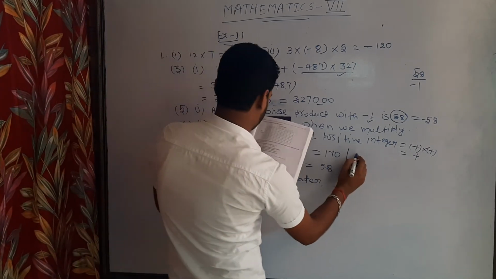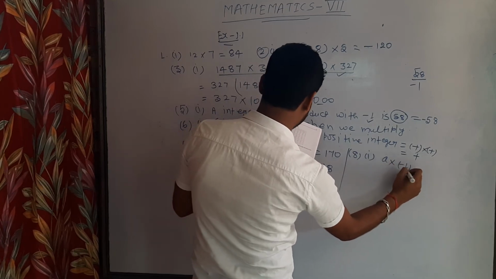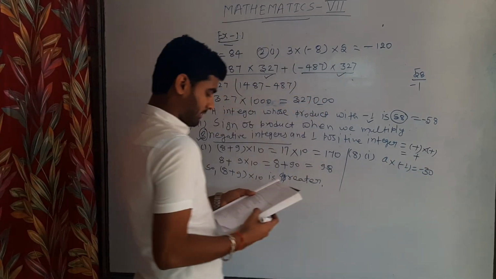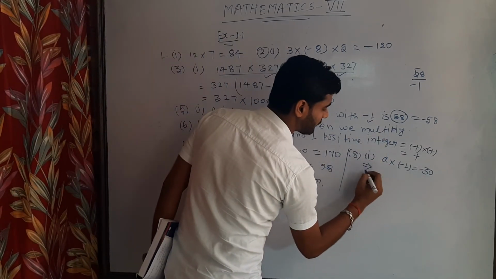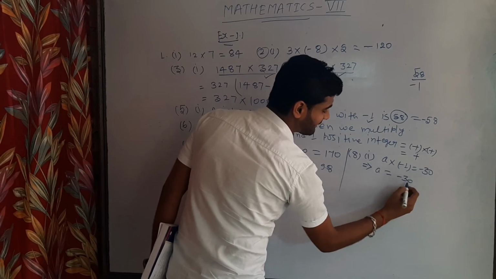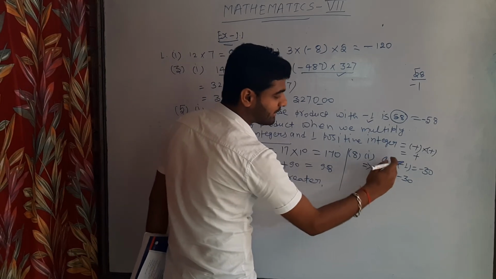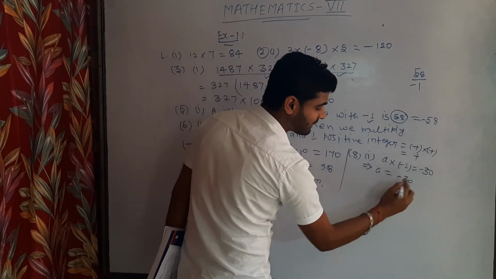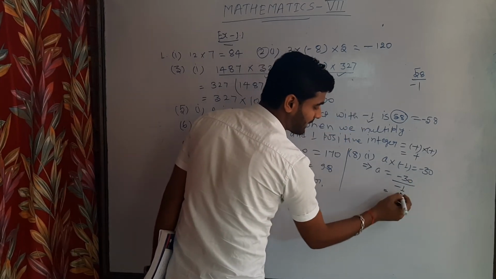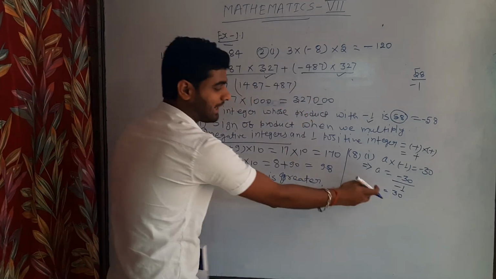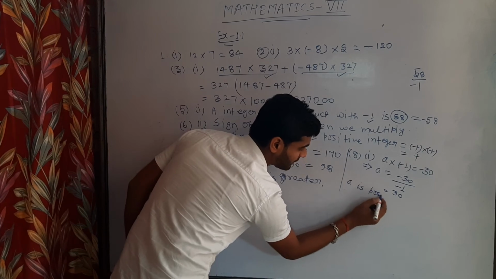Now question number 8 first. A multiply minus 1 is equal to minus 30. Is the integer A positive or negative? First of all, we have to find the value of A. So A equal to minus 30. Here minus 1 is in the sign of multiplication. So when we interchange the minus 1 to the opposite side, it gets the sign of divide. Minus 30 by minus 1 is 30. So the sign is plus. So we write A is positive.